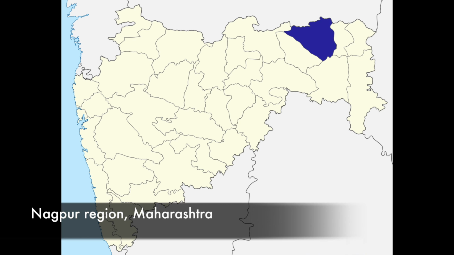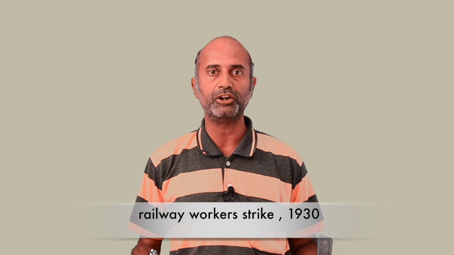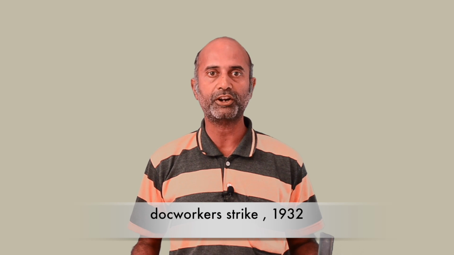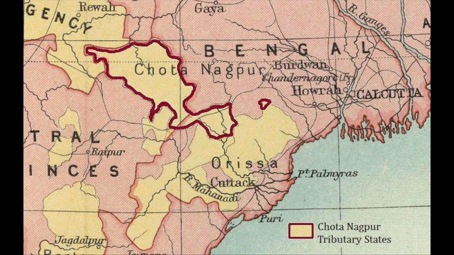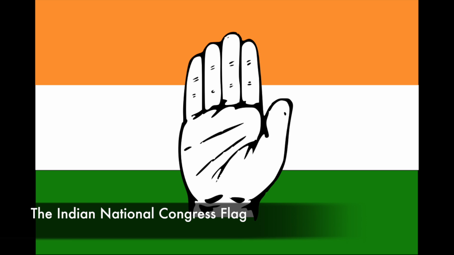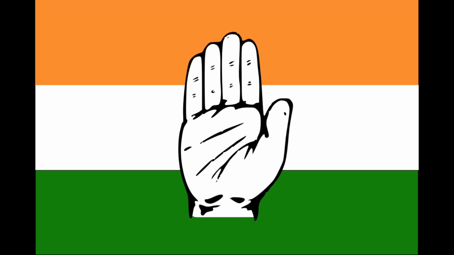The industrial working classes did not participate in the civil disobedience movement in large numbers except in the Nagpur region of the state of Maharashtra. There were strikes by railway workers in 1930 CE and by dock workers in 1932. In 1930s, thousands of workers in Chota Nagpur tin mines wore Gandhi caps and participated in protest rallies and boycott campaigns. But the Congress was reluctant to include the workers' demands as part of its program of struggle, as they felt that this would alienate the industrialists and divide the anti-imperial forces.